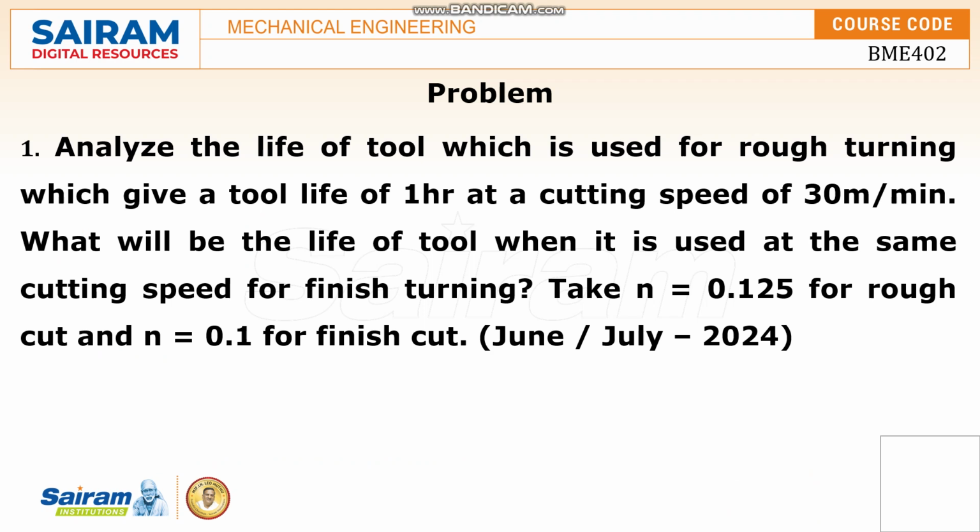The same question was asked in the June-July 2024 VTU examination. If you analyze this problem, you can see there are two different operations: one is the rough turning operation and the other is the finish turning operation. For rough turning, they have given the cutting speed, tool life, and n value, everything. For the finish turn, they have given the n value alone. So we need to find the tool life for the finishing turn.